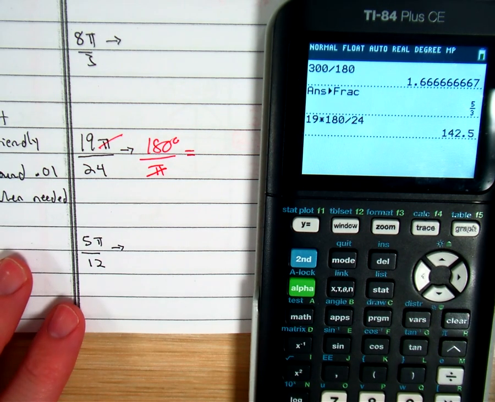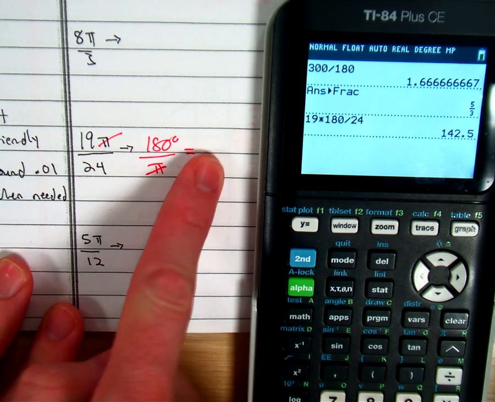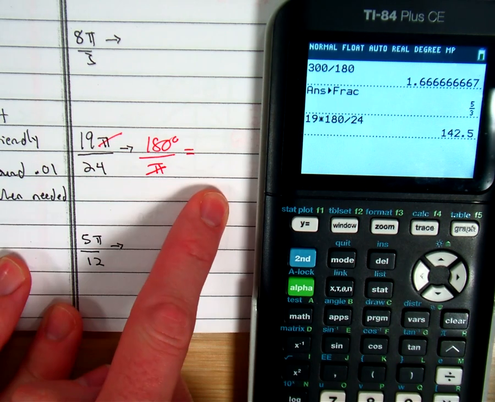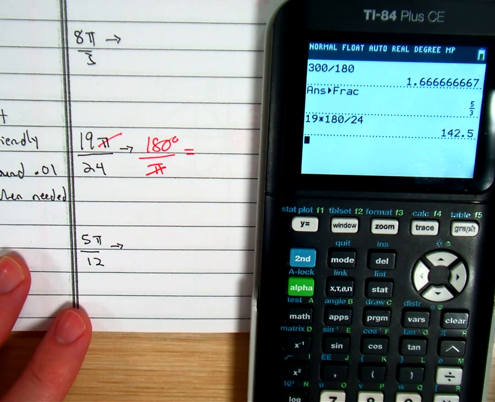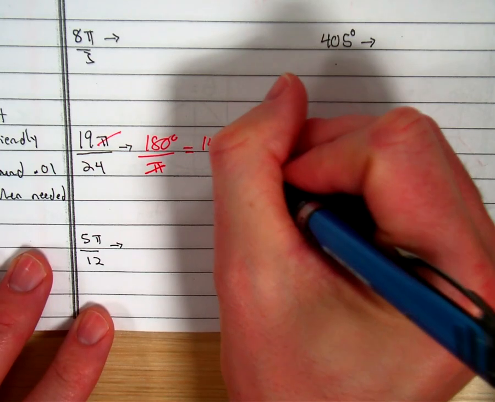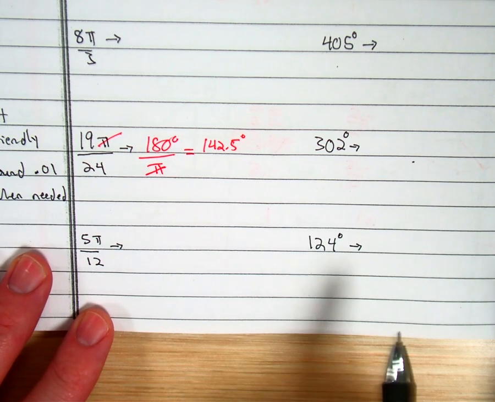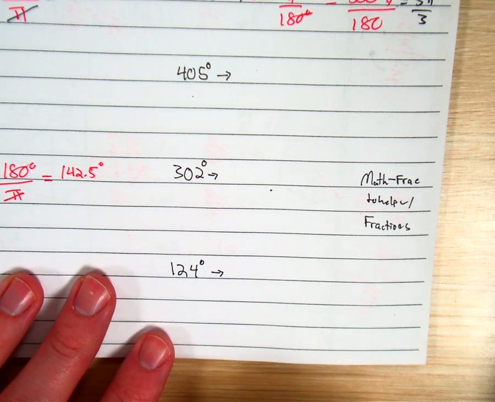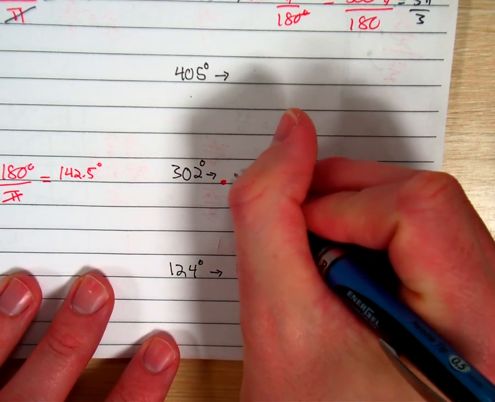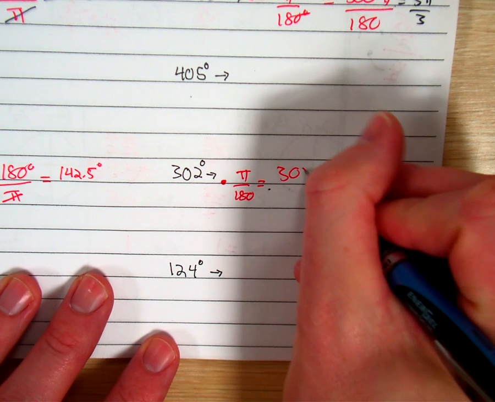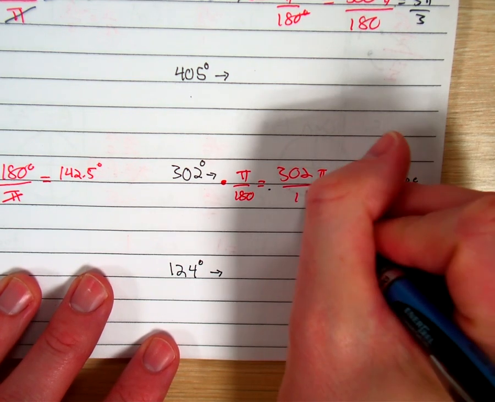So we have 19 times 180 divided by 24, and we'll have 142.5 degrees. So these might not work out perfect. Okay, 302 degrees. That's not on the unit circle. That probably won't work out perfect. So times by pi over 180. 302 pi over 180. Okay, we're going to reduce.